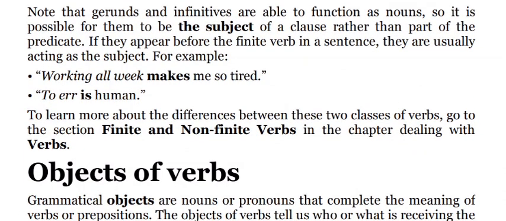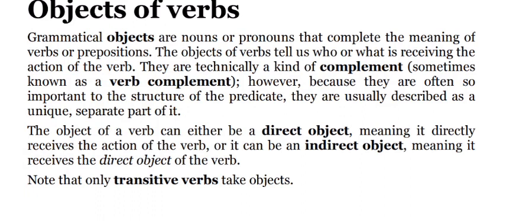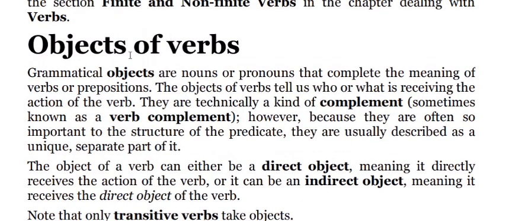To learn more about the differences between these two classes of verbs, go to the section on finite and non-finite verbs in the chapter dealing with that issue. So we will discuss objects of verbs. Grammatical objects are nouns or pronouns that complete the meaning of verbs or prepositions. The objects of verbs tell us who or what is receiving the action of the verb.